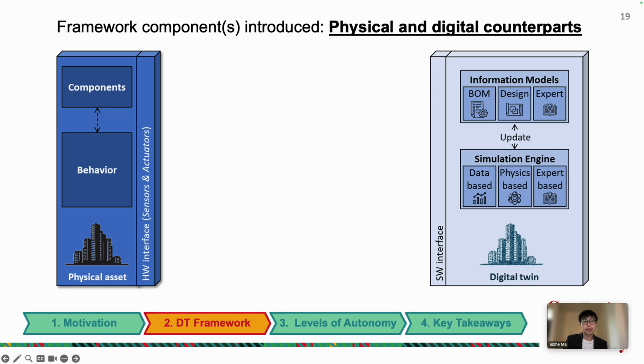And on the right, we have the digital twin, which acts as a replica of the physical asset through the information model and simulation engine. Here, the information models and simulation engines are designed to update each other, just like how components and behavior of a physical asset impact one another.